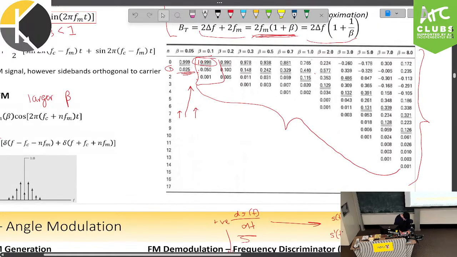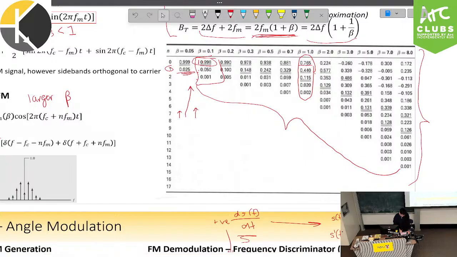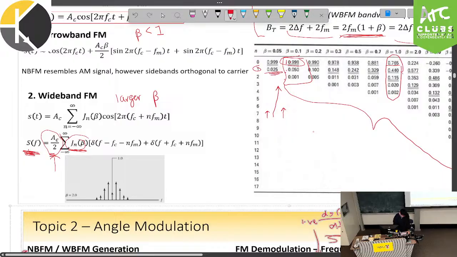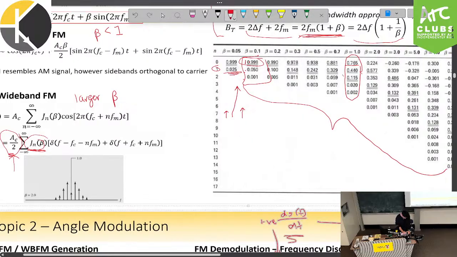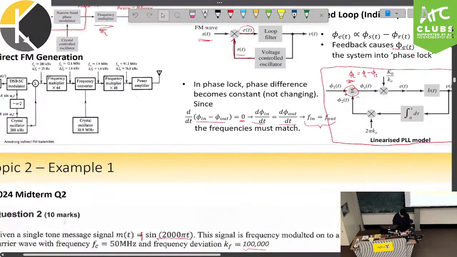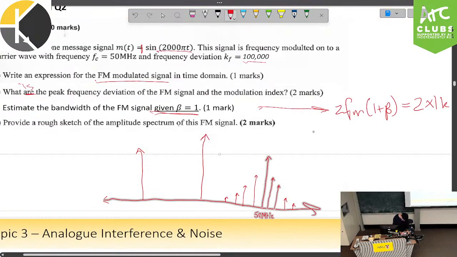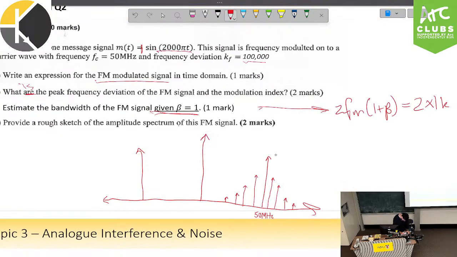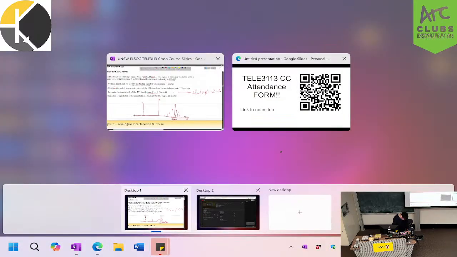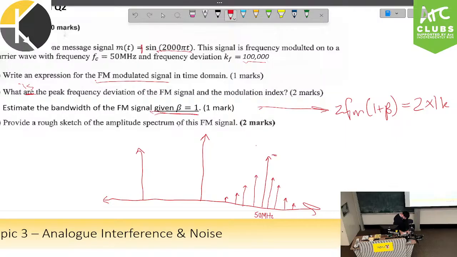So looking at the Bessel function for beta equals 1, our carrier will have a magnitude of 0.765 multiplied by this AC on 2 term, and same with these other sidebands. Magnitude of 0.44, 0.15, and so on. So this will have an amplitude of 0.765 AC on 2. This one would have an amplitude of 0.440 AC on 2, and so on.